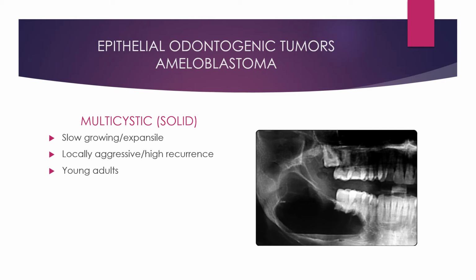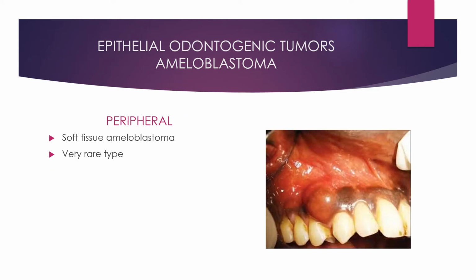The multicystic or solid ameloblastoma is slow-growing and expansile. It's very locally aggressive, has a high recurrence rate even after surgery, and usually is present in young adults. Peripheral ameloblastomas proliferate in soft tissue and can be mistaken for other soft tissue lesions we have studied. It's also a very rare type of ameloblastoma.